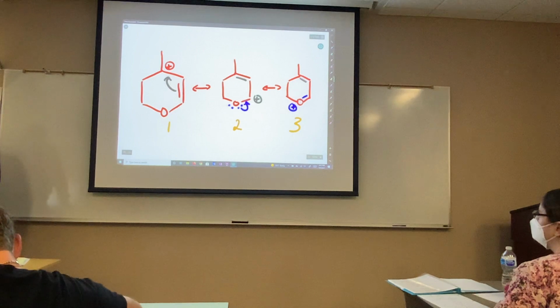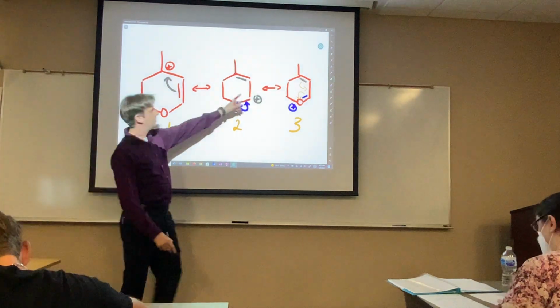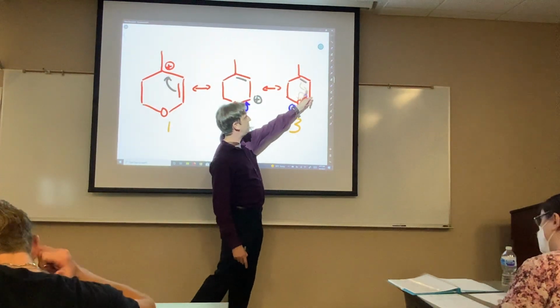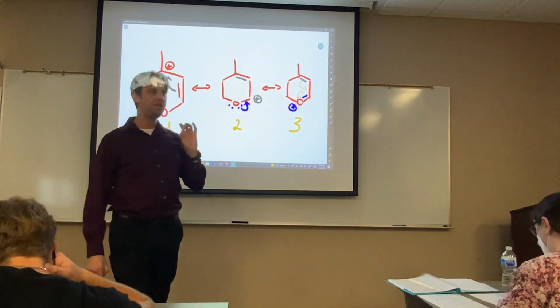Let me just switch here. Alright, you guys with me? Pi bond has to move here, blue has to turn back into a lone pair. Does everybody see what these arrows represent?